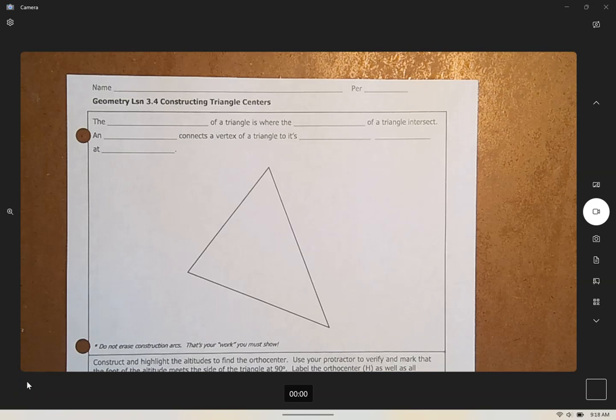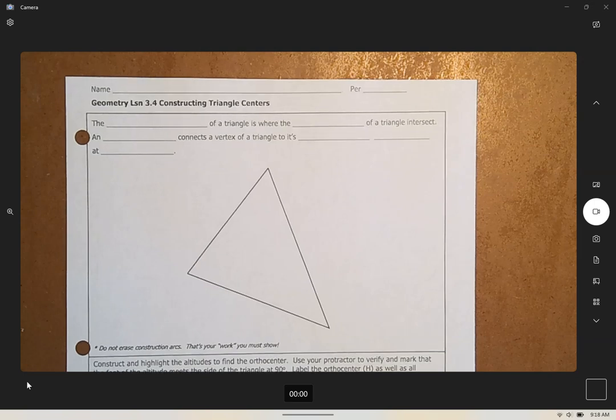So today, we are going to be talking about our third center. So we've talked about the circumcenter, which is where the segment bisectors of the triangle intersect. We talked about the centroid, which is found where the medians of a triangle intersect, and the medians connect a midpoint to its opposite vertex. And now we're going to talk about our third center today.